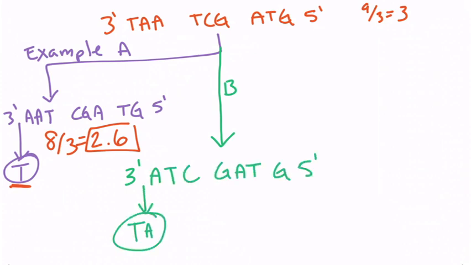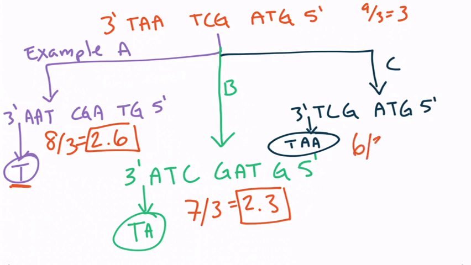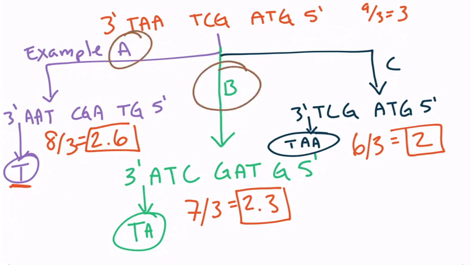Now let's assume we remove 2 of the bases. If we again take the number of bases and divide it by 3, we get 7 divided by 3, or 2.3. Finally, let's remove 3 of the bases. If we take 6 and divide it by 3, we get 2. You get the idea. Notice that both examples A and B result in frameshift mutations, and neither of these are divisible by 3. On the other hand, example C is divisible by 3 and does not result in a frameshift mutation.